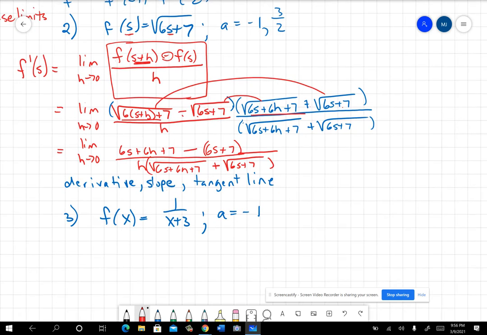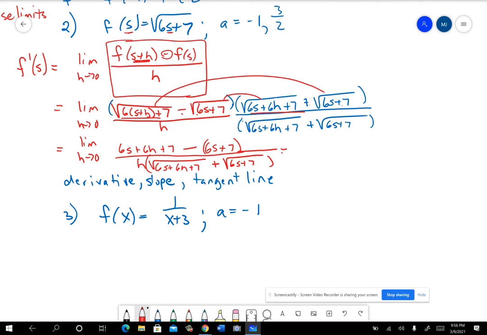All right. So I'm going to move to the right on this one. Okay. So the 6s, I still have the limit. I'm not doing that yet. So that's 6s plus 6h plus 7 minus 6s minus 7, all of it divided by h times that long thing there.